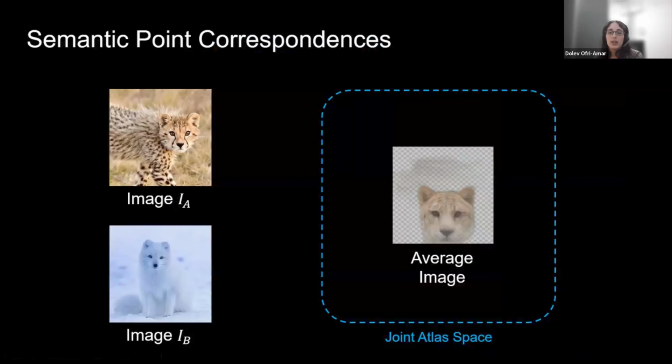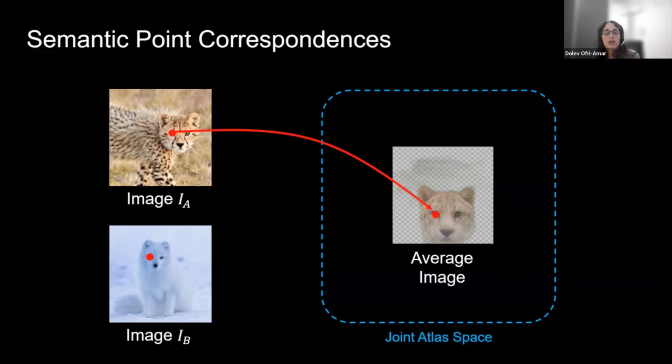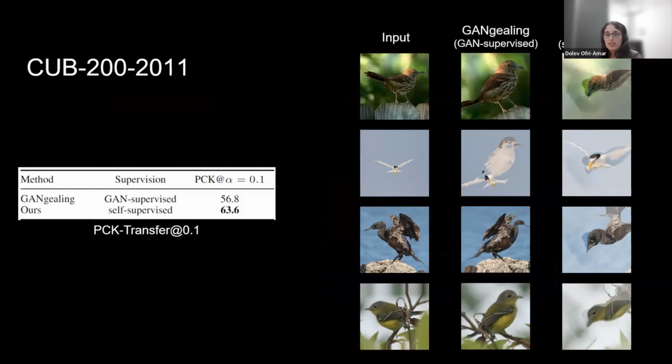And another application we can obtain during inference is semantic point correspondences. So this means that given a point in image A, we wish to find its corresponding point in image B. And the way we can do that is by mapping the coordinate from image A to the joint atlas space, and this is done using the mapping of image A, and then back to image B using the mapping of image B. And with that, we can also numerically evaluate our method. So we do that by measuring PCK transfer on a couple of datasets, one of which is the CUB dataset.